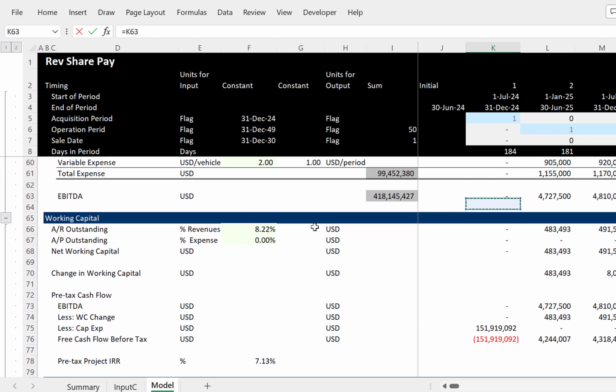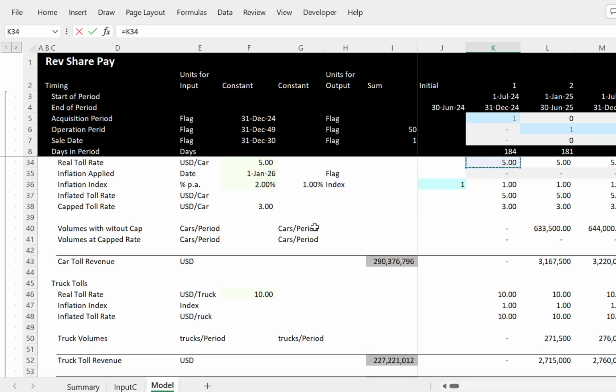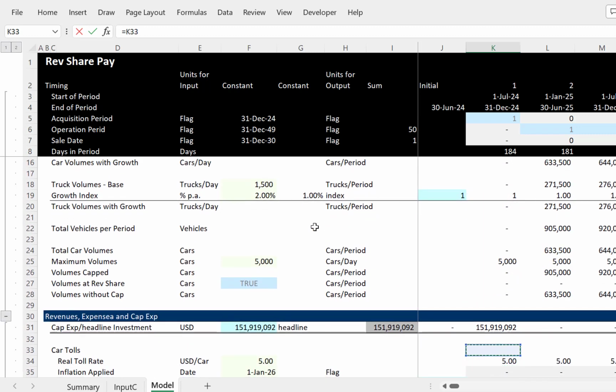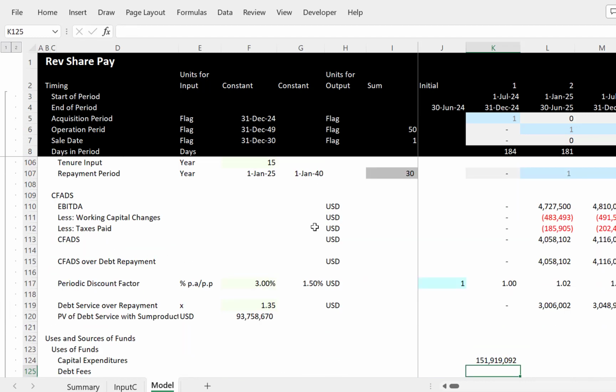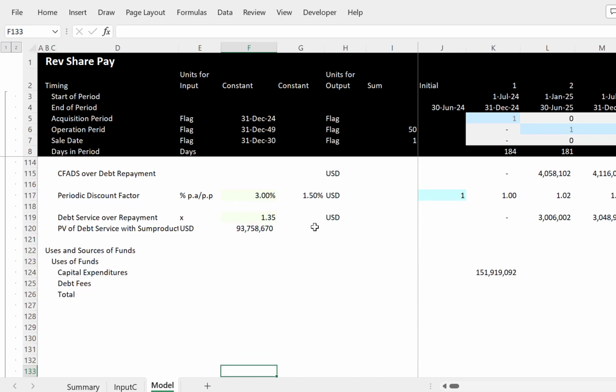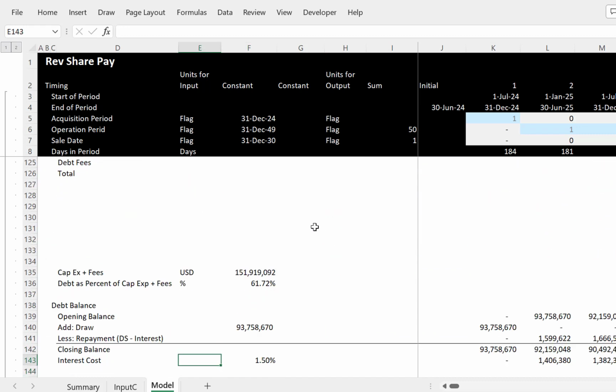That was right up at the top. Okay, I couldn't remember it. Revenues. Okay, it was that one. And then the debt fees. Well, let's go down and just put in the debt fees.